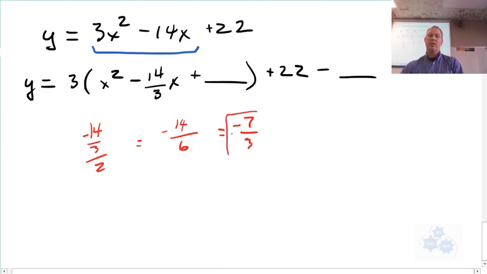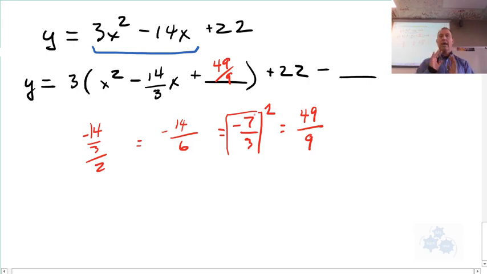What do I do with this now to get this value? I square it. So that's going to be 49 over 9. Okay? 49 over 9. Is everyone okay, again, with the first 2 steps here? Factor the 3 out, find this constant term in there. You okay with that? All right.